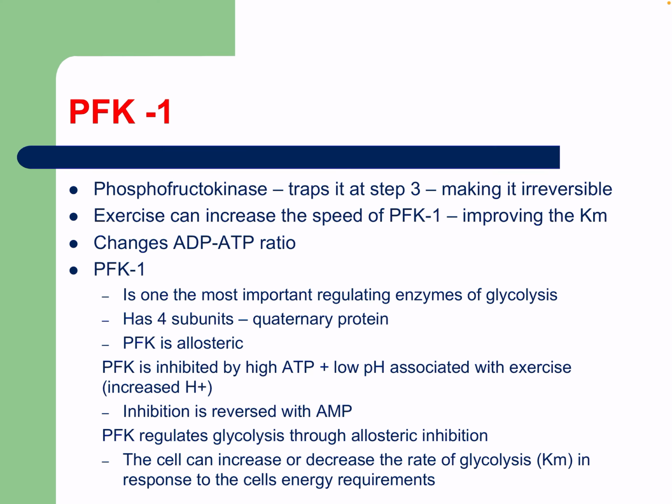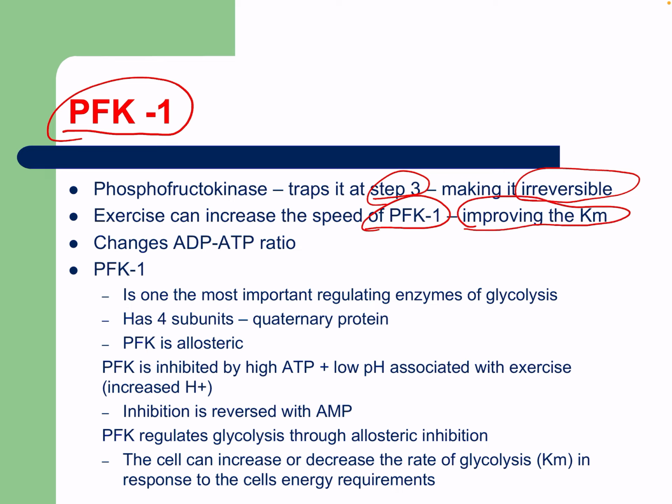As we mentioned, phosphofructokinase, one of those rate-limiting enzymes, is very important and dependent on energy status. Phosphofructokinase traps glycolysis at step 3, making it irreversible. Exercise can increase the speed of phosphofructokinase 1, improving the Km, the Michaelis constant, through changes in the ADP to ATP ratio. If we have higher ADP, it means we're in a lower energy state, and if we have higher ATP in our cells, it means we're in a high energy state in the sense that we're not using it.